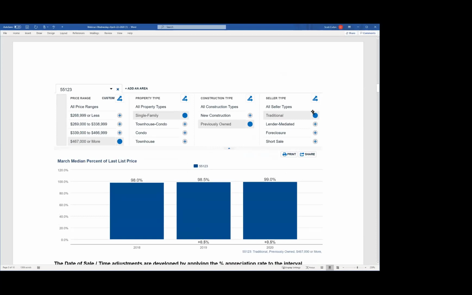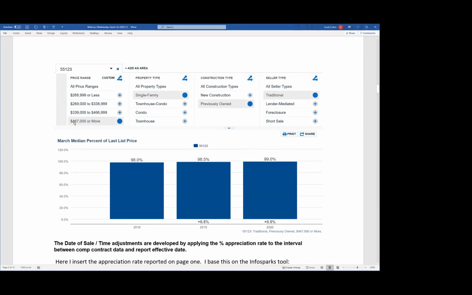So I've selected traditional, previously owned, single family, 467 or more. Now this is the fourth quartile. That's the top fourth of the number of sales, 467 or more. Okay. Here the market is, our sellers are getting 99% of their last list price on pending sales. So I would adjust 1%. If it was a $500,000 house, I would reduce it by $5,000 to match this data from MLS. All right.